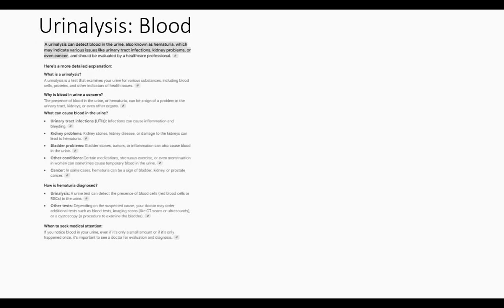Urinalysis can detect blood in the urine, also known as hematuria, which can indicate various issues like urinary tract infections, kidney problems, and even cancer. What can cause blood in the urine? Urinary tract infections, UTIs, kidney problems, bladder problems, and other conditions.